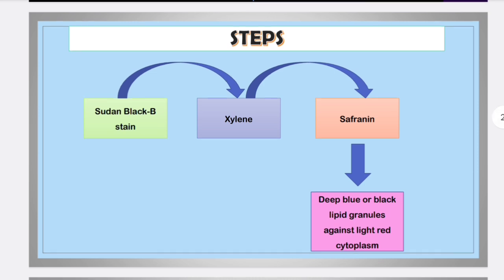For that, a smear of bacteria will be prepared on a clean grease-free slide. Then Sudan black B stain is flooded on that slide. It will be allowed to react for 10 to 15 minutes. After reaction time, the stain is discarded. Without washing that slide with distilled water, we will pour it with xylene. Again, without washing that smear with water, we will treat it with safranin. Safranin acts as a counter stain here.